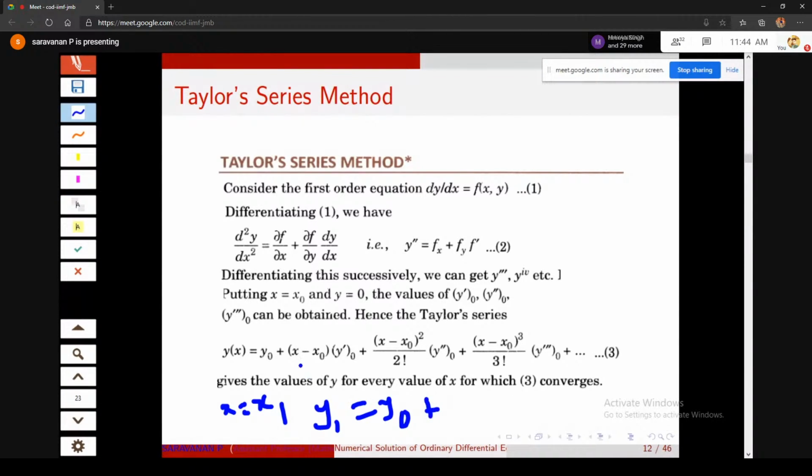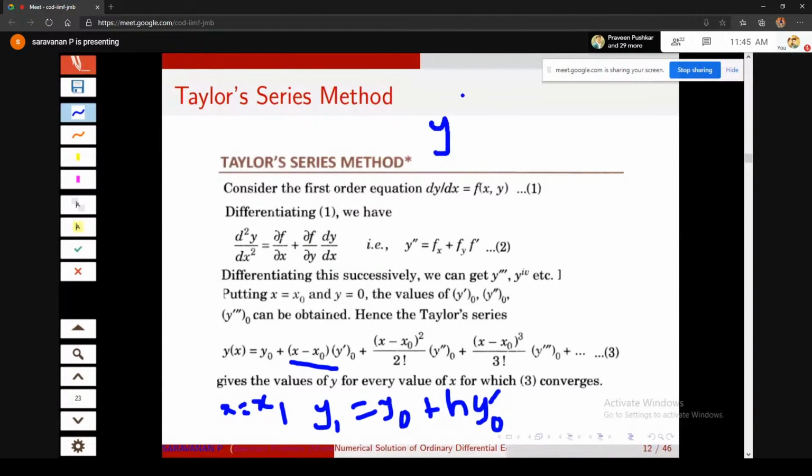plus, if I substitute x equal to x1, what is x1 minus x0? What is x1? x0 plus h. So what is x1 minus x0? h. So if I substitute x equal to x1 here, you will get x1 minus x0, so that is h. h into this, I write it as y0 prime. So what is the notation? What is the meaning of y0 prime?